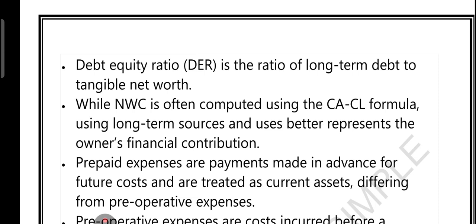So what you need to do to find the tangible net worth, first of all, you take the net worth, and from the net worth, you subtract the intangible asset. This will give you the tangible net worth, right? So that is how we calculate the DER, debt equity ratio.